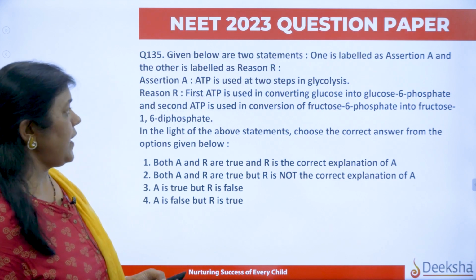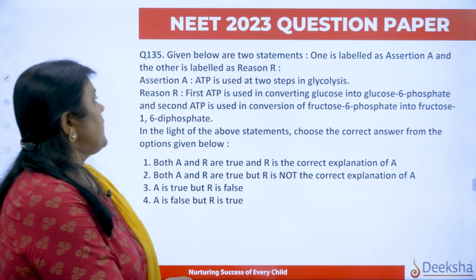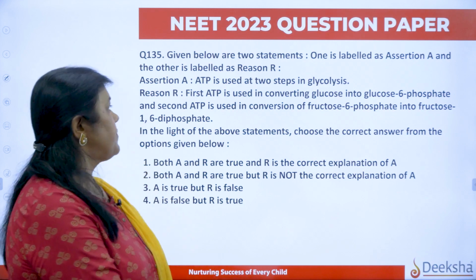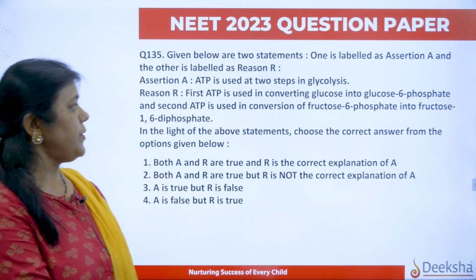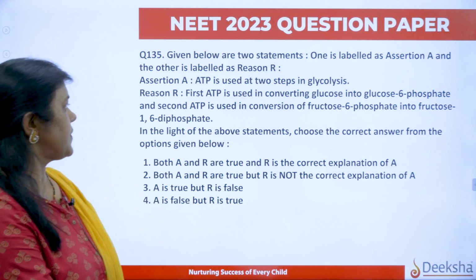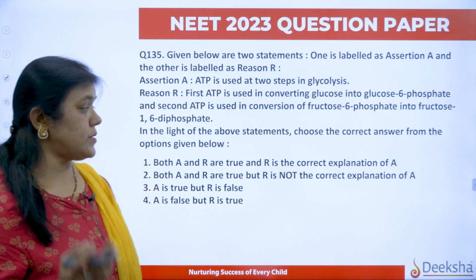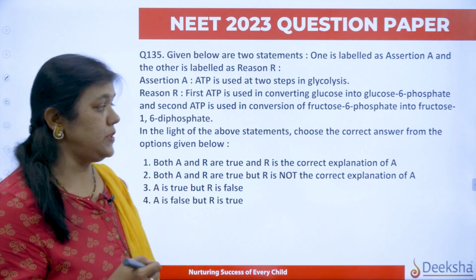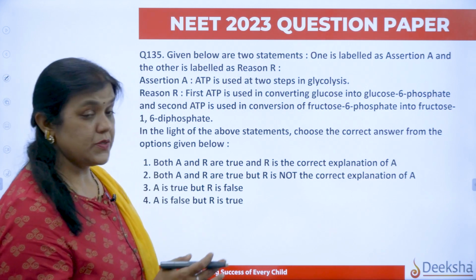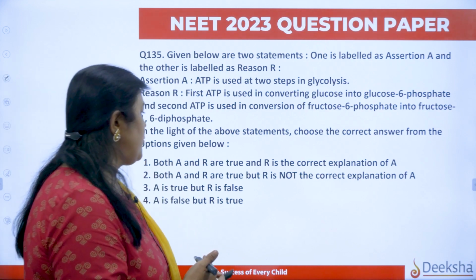Next question, 135. Again, assertion reasoning based question. Given below are two statements. One is labeled as assertion A and the other is labeled as reason R. Assertion A: ATP is used at 2 steps in glycolysis. Reason R: First ATP is used in converting glucose into glucose 6-phosphate, and the second ATP is used to convert fructose 6-phosphate to fructose 1,6-diphosphate. Now you have to find out which answers are correct.